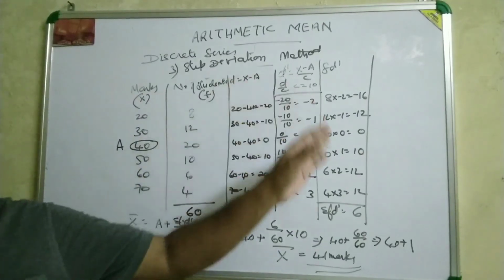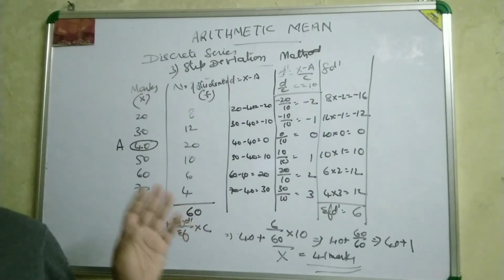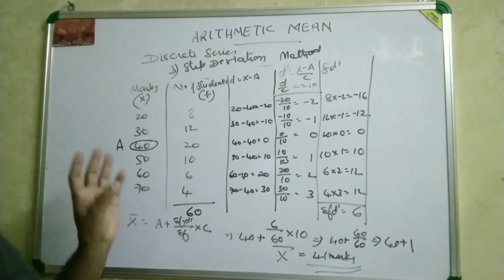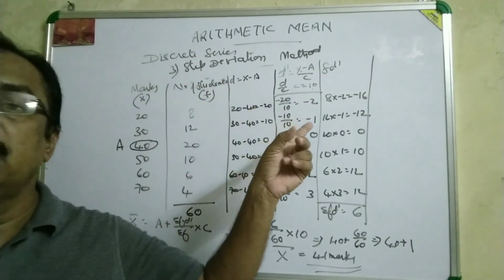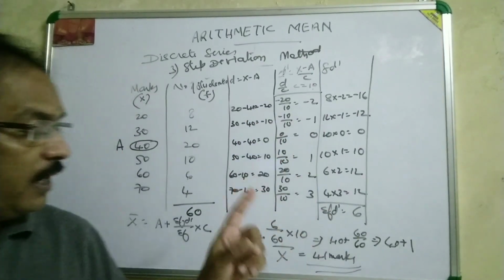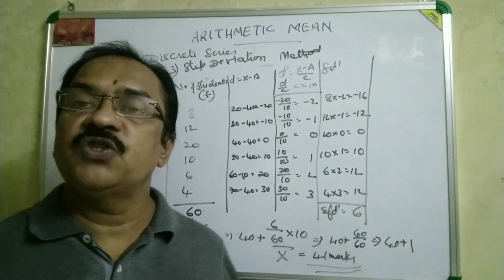So this is your step deviation method. So we have solved this same question by direct method, assumed mean method, and step deviation method. In all three cases, the arithmetic mean will be the same, that is 41 marks.